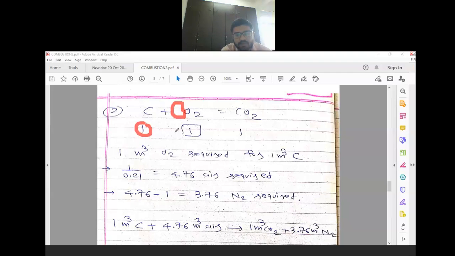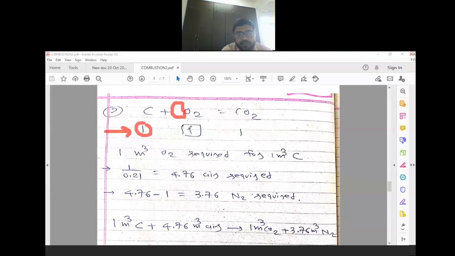So here we can conclude that for 1 meter cube carbon you require 1 meter cube oxygen, and the output will be 1 meter cube CO2. It seems a little bit complicated, but this is basically according to Avogadro's law. Clear? So now we know that for combustion of carbon we require 1 meter cube O2.